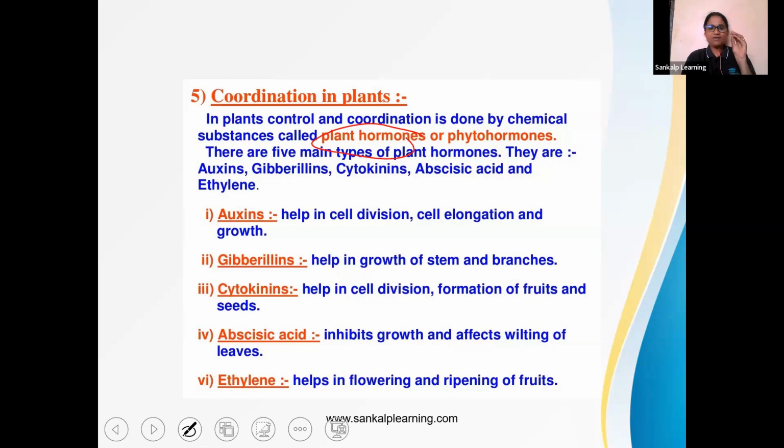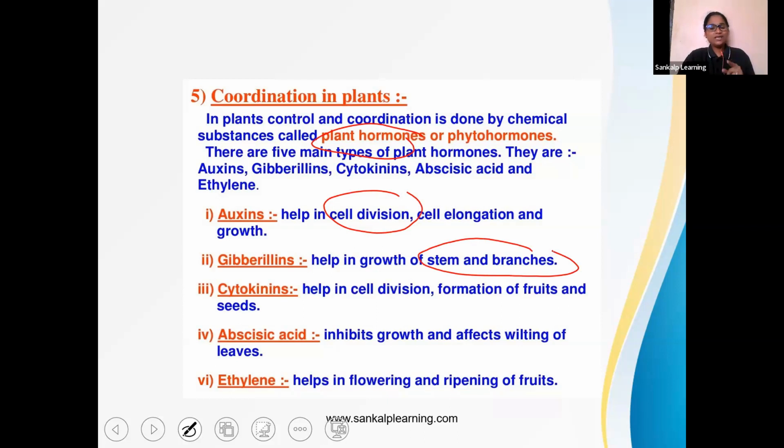There are basically five main types of plant hormones: auxins, gibberellins, cytokinins, abscisic acid, ethylene. AGCAE. Auxins: what is the function of auxin? It helps in cell division, cell elongation, and the growth of a plant. Gibberellin helps in growth of stem and branches. Cytokinins help in cell division and formation of fruits and seeds.